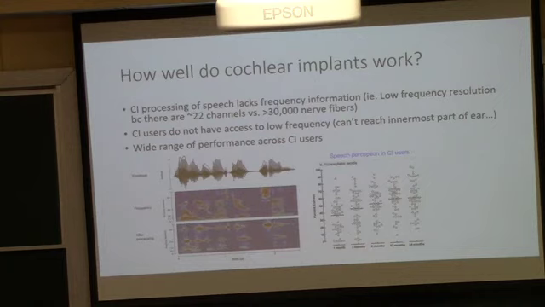The cochlear implant processing of speech lacks frequency information because, as you can tell from comparing these two colored images, you lose a lot of that fluctuation, that's your frequency information. And CI users do not necessarily always have access to low frequencies. There's also a wide range of performance across CI users. That's what the right visual is showing you: even if you're getting the exact same implant as the person next to you, and you might have the same level of hearing loss, there's actually such a spread of how people are able to cope with the implant and whether or not it helps them regain hearing.